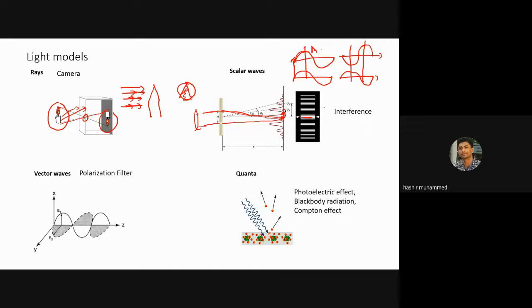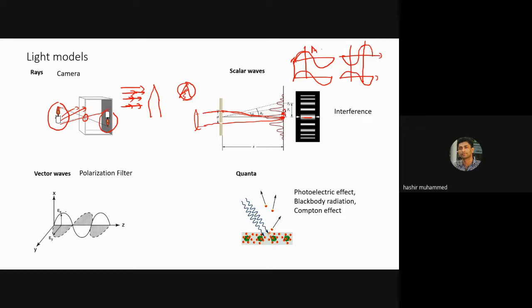So basically, I want to point out that if you consider light as a photon, then also you will get this, but that is a bit different topic. I will talk in that context later on. So we can also describe light as polarized light, and we can discuss about it.